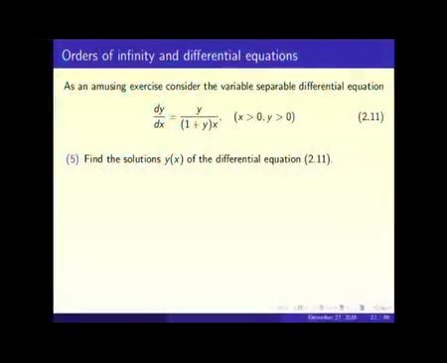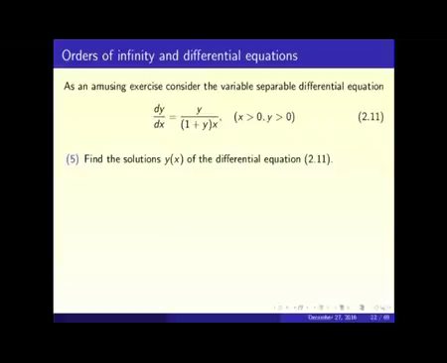Recall that last time we talked about comparison of infinities. Given two functions f and g, what does it mean to say that f goes to infinity faster than g or slower than g, or f and g go to infinity at the same pace? We discussed some of these issues last time. So let us take one more example on this matter. So, orders of infinity and differential equations.